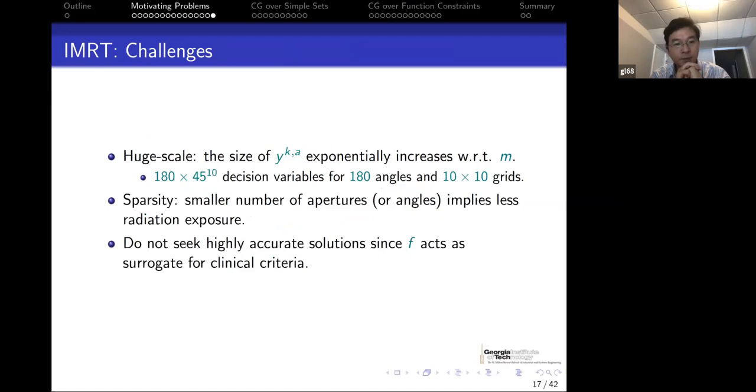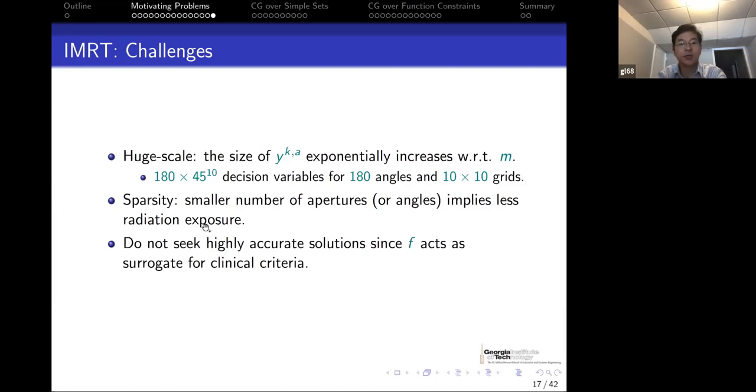Firstly, the problem is of huge scale. The size of y can increase exponentially with respect to m, as we said. If the rectangle is 10 by 10, and we have 180 angles, like basically every 2 degrees we define the angle, then the dimension of the problem is 180 times 45 to the power of 10. So it's of huge scale, and existing solution methods cannot handle this problem efficiently.